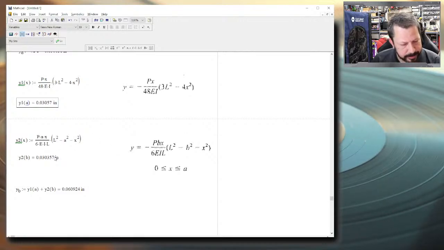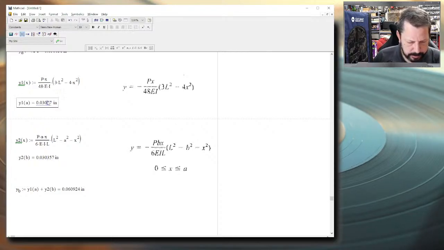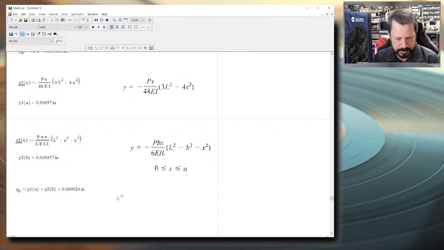You would think that if I had typed something in the equation wrong, I wouldn't get the right units out, because MathCAD does track units. So I'm pretty sure that the exponents are all correct and the types of numbers are in there correct. That is a 6EIL, 48EI. That's right. So I don't know. It doesn't seem like there's an obvious thing going on here, but something is clearly creating problems.